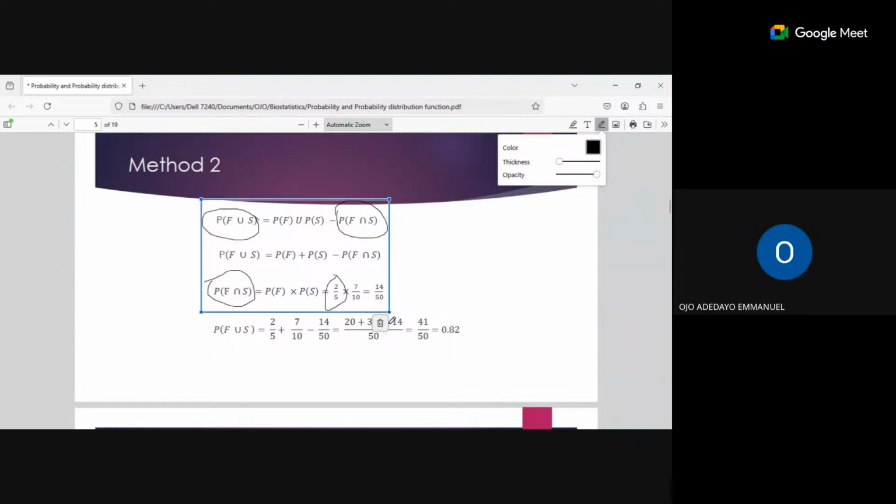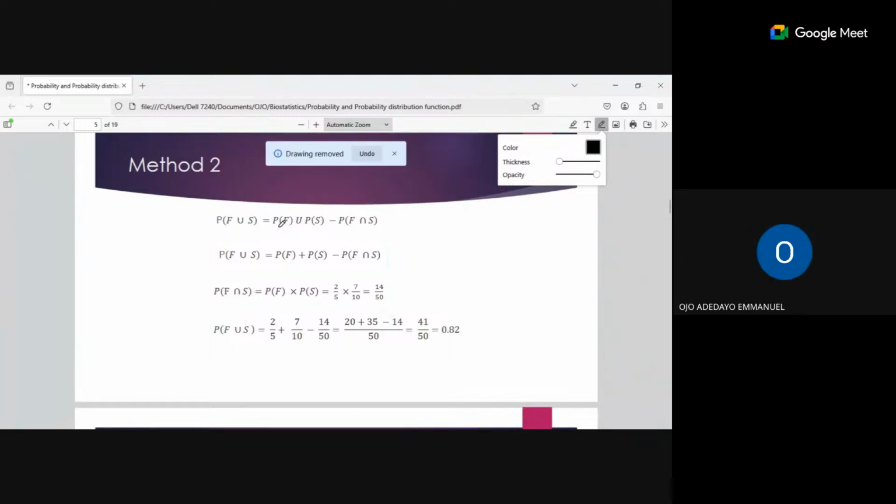What did I mean by that? It's going to be the probability that they will die that you've calculated, which is 3 over 5, plus 3 over 10. Good.